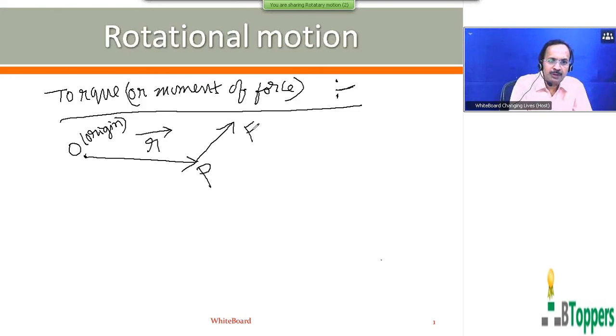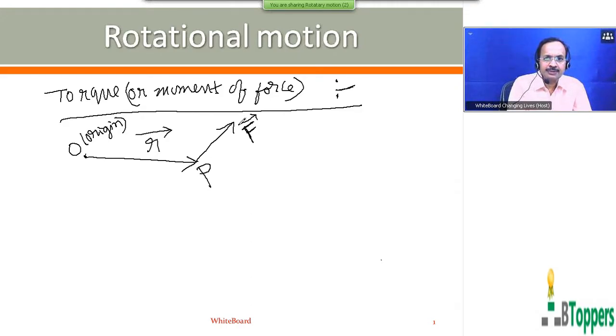Let an external force F bar act on the particle situated at the point P. P is the point of application of the force F bar.